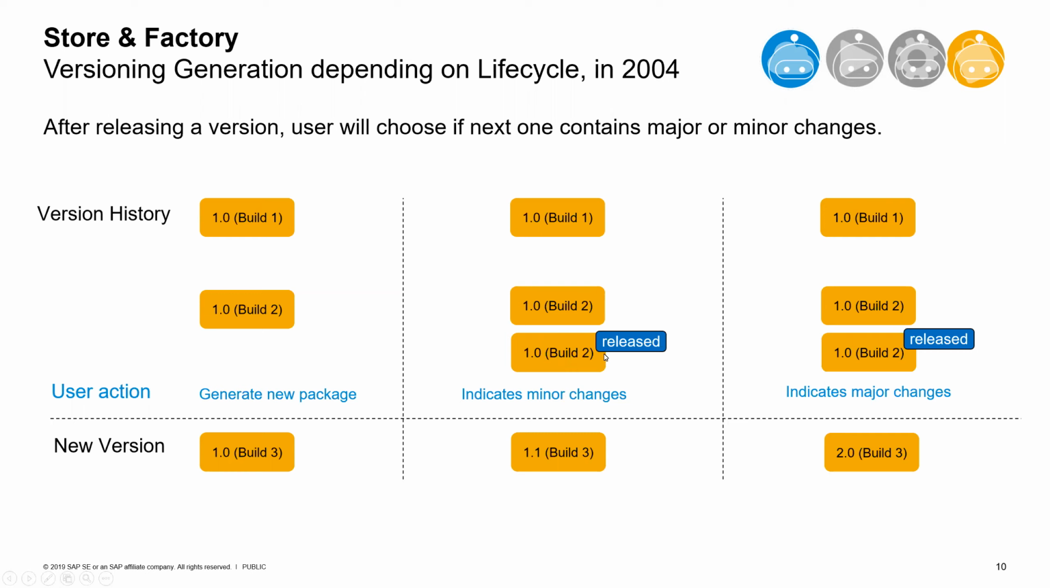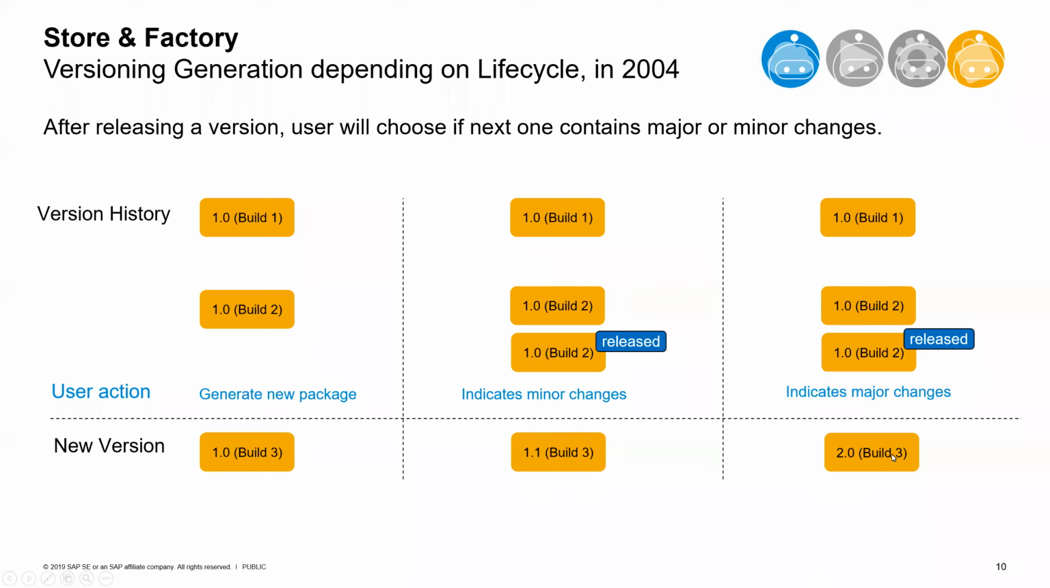At the time of releasing, you have two options right now. You can indicate that there are only minor changes, or you can say you have some major changes. Depending on what you select at the time of releasing, it creates the package accordingly. So if you select that only a minor change has been done, it will increment the minor version from 1.0 to 1.1, and the build number will continue. If you indicate a major change, then 1.0 will become 2.0 and the build number will increase.